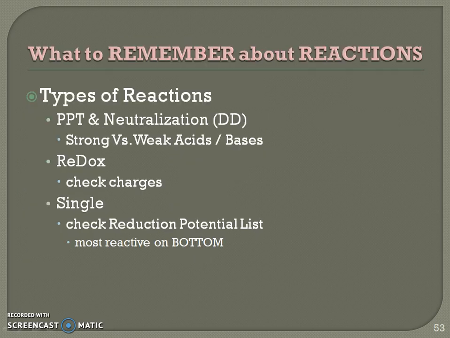And we want to remember that your types of reactions are going to be your precipitation or neutralization reactions. We want to remember strong versus weak. We want to remember redox and checking those charges. And that single replacement reactions, again, we want to talk about that potential list. It's called that reduction potential list or that activity series list. And of course, the one that's most reactive, I want to bring this to your attention. If they give you a reduction potential list, the more reactive one is on the bottom.